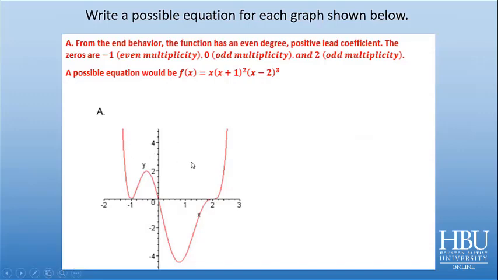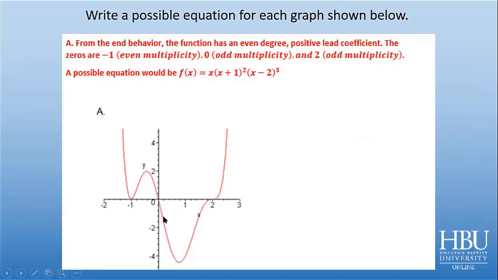First of all, since both of the tails, both the left tail and the right tail, are going toward positive infinity, we know that this function has to have an even degree and a positive lead coefficient. The x-intercepts here are at -1, where it's touching the axis, 0 where it's crossing the x-axis, and 2 where it's crossing the x-axis. Because it's touching the x-axis at -1, -1 has to have even multiplicity.